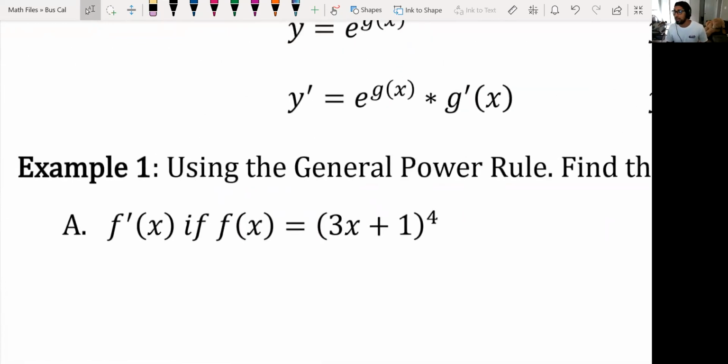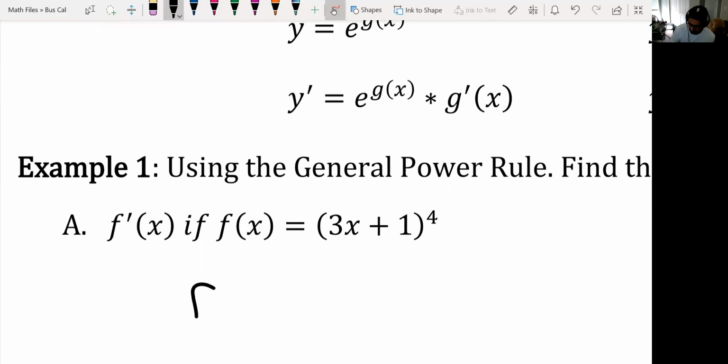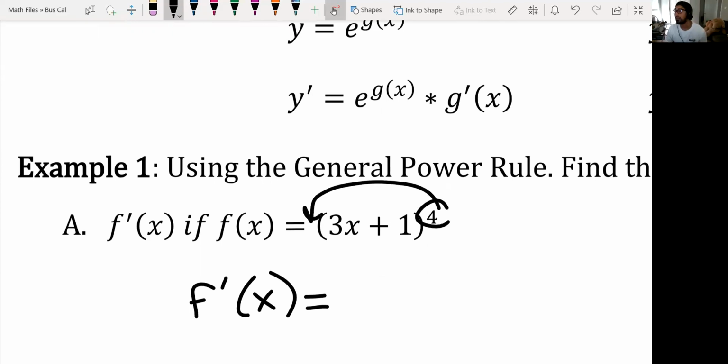Okay, let's try it out. Let's go ahead and try the chain rule out. So for the first one, they're already giving us the function. We don't have to simplify anything. We can just go ahead and use the chain rule. So using the chain rule, I'll get f prime of x, and we take the derivative of the outside, meaning that 4 comes down, and you get 4 times the inside stays the same, and then you take 1 away from the exponent. So you get 4 times 3x plus 1 cubed.